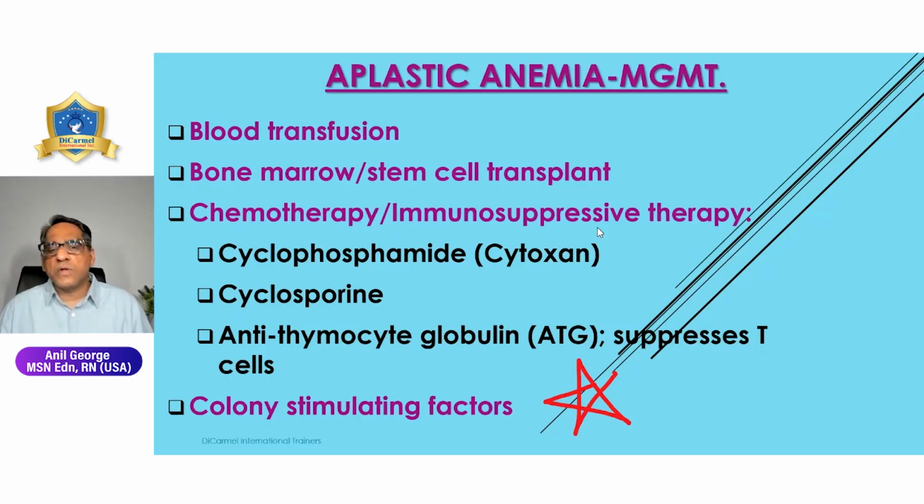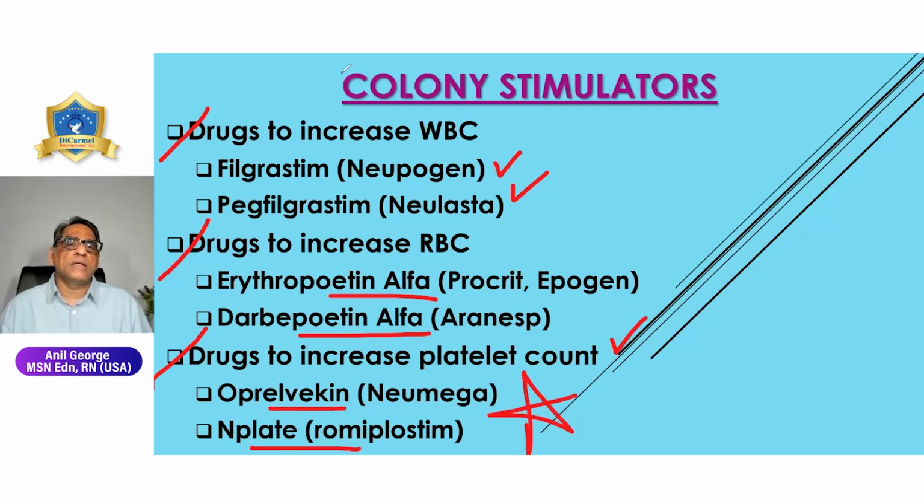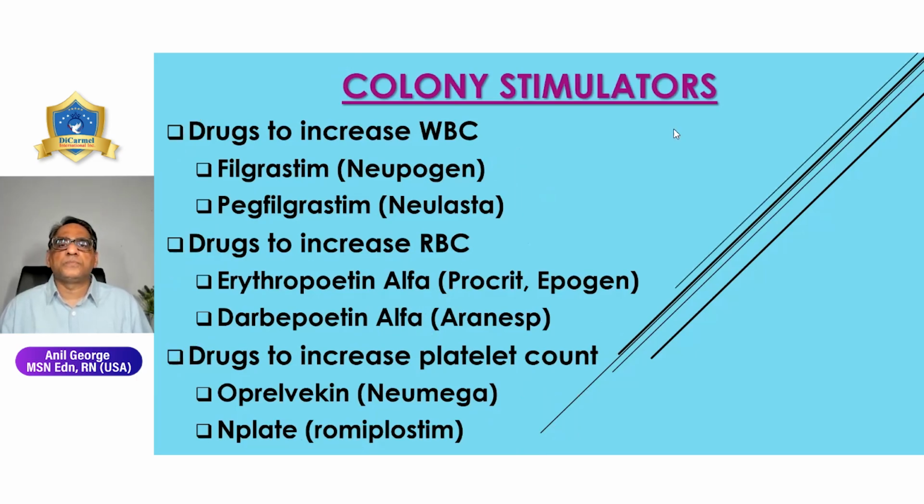Also, patients will need colony stimulating factors for increasing the count. We already know the colony stimulating factors, which are the drugs to increase the WBC, RBC, and platelet respectively. To increase WBC, the drugs we use are filgrastim and pegfilgrastim. To increase RBC, we give erythropoietin alpha, darbepoetin alpha, etc. And to increase platelet count, we provide oprelvecin. Again, those are for platelet increase. So those medications may be necessary for these patients as well.